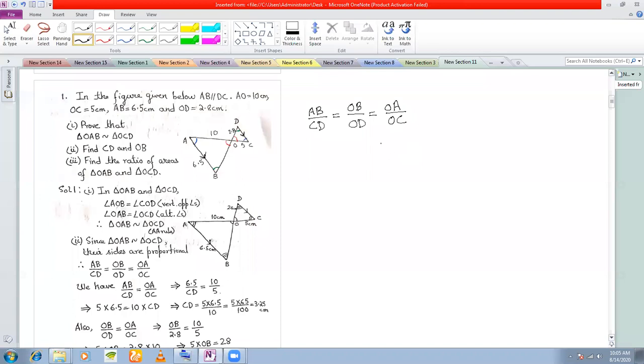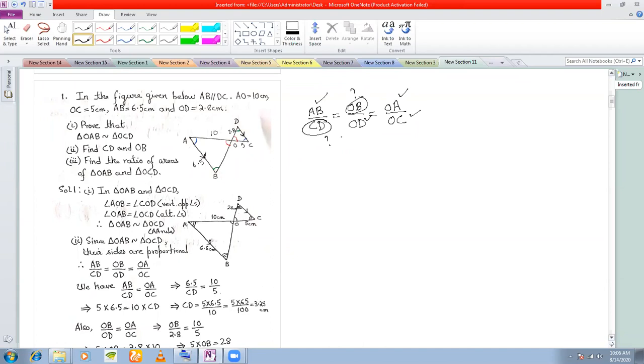Now let's check which ones are given and which ones are not given, and which ones in fact we have to find out. So the question is, we have to find out CD. First part, let's find out CD first. CD we have to find out. Okay, OB we have to find out. These two we have to find out. Let's see what is given. So we have OA given, 10 centimeters. This is given. OC, this is given. AB, this is given. And OD, this is given.